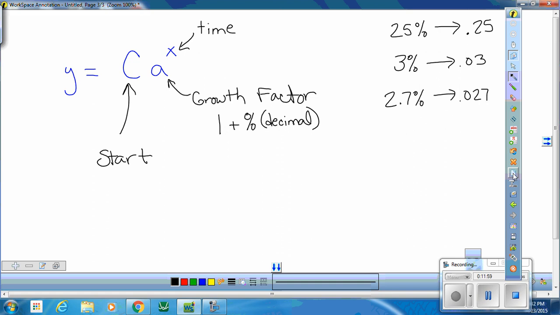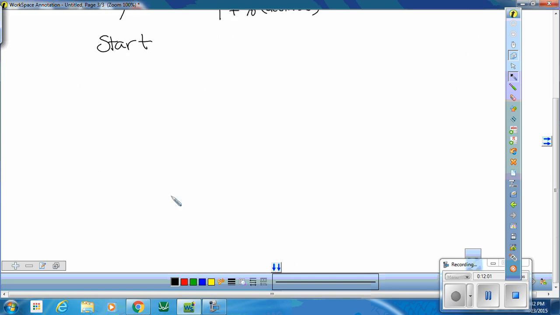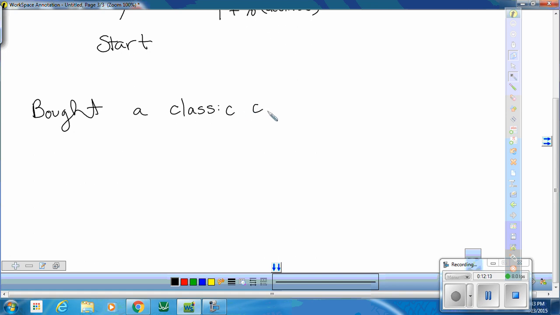So if we look at a problem, for example, that says that we bought a classic car. So somebody has restored this classic car, and we bought it for $10,000. But we find that it is gaining value, and that's not usual for a car. Usually cars are losing value, but if you buy a restored car, classic car, an antique car, something as an investment, and you're planning on taking care of it, because they are rare, they can gain value.